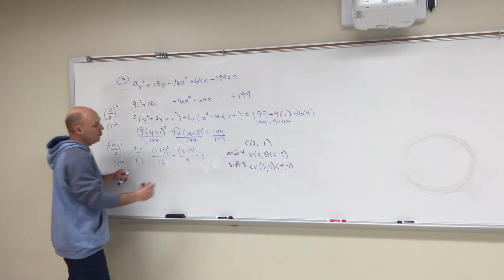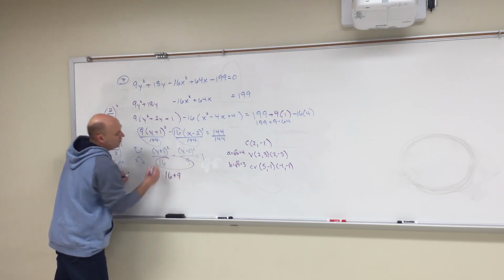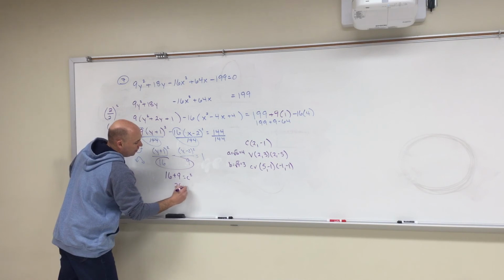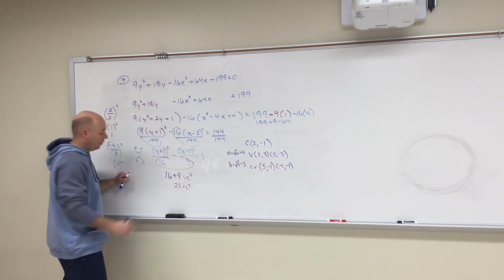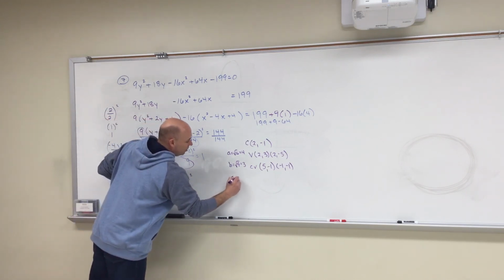And then to find my focus, remember, I have to do a squared plus b squared. So you're basically just doing the opposite. You're just going to add these two numbers together. Equals c squared, so that'd be 25 is equal to c squared. This one works out very nicely, by the way. So I get 5 is equal to c. So my value for c is 5.